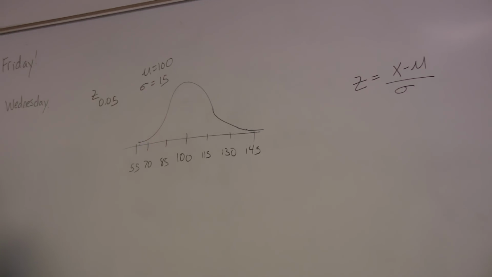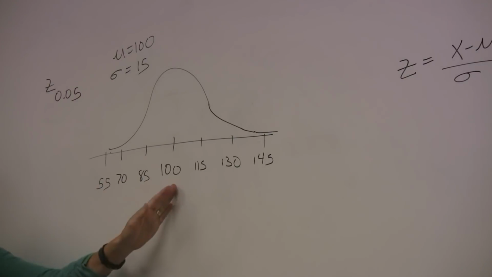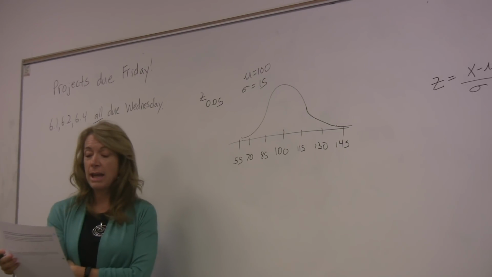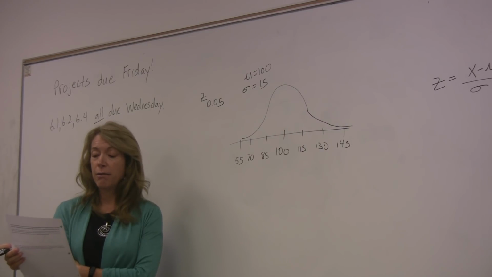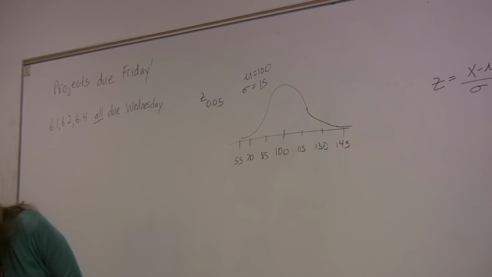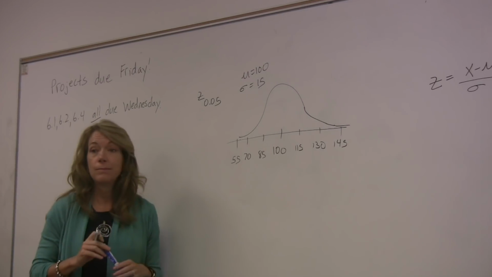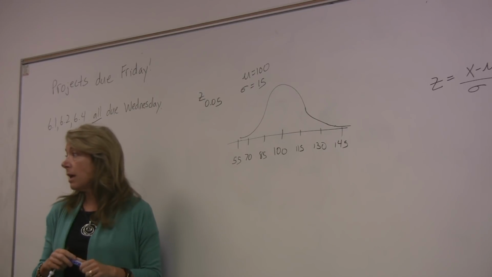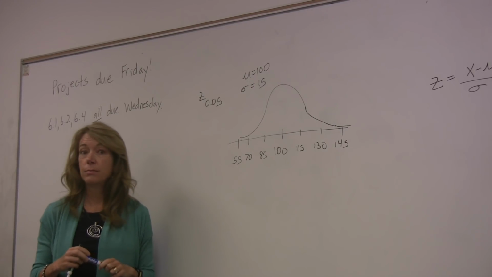Okay with the picture? Always the mean and counting by the standard deviations. So the question in part A says find the probability that a randomly selected adult has an IQ score less than 120. Less than 120. How would I draw that on here?